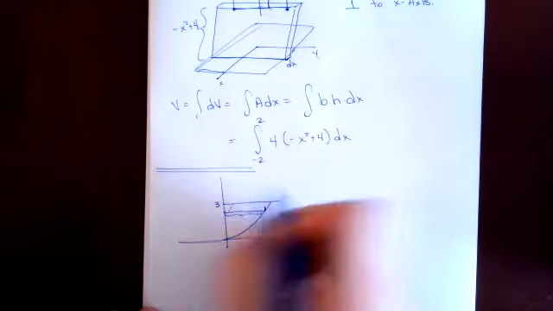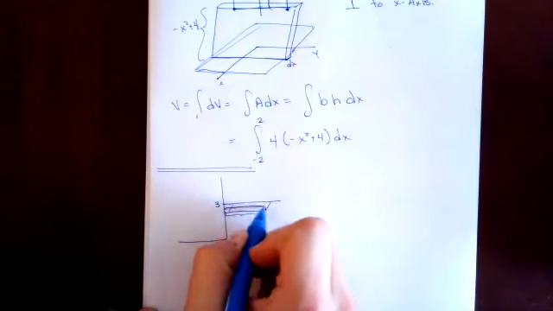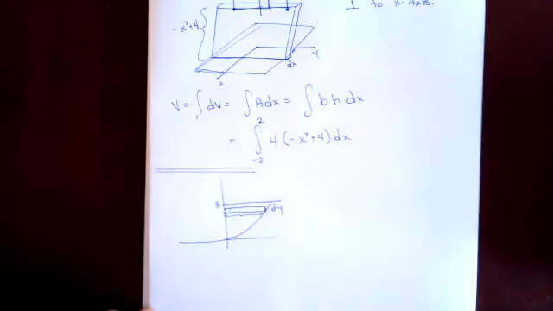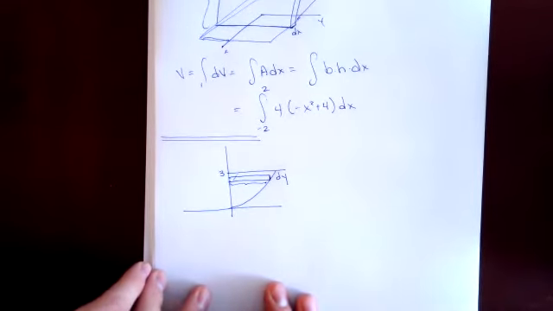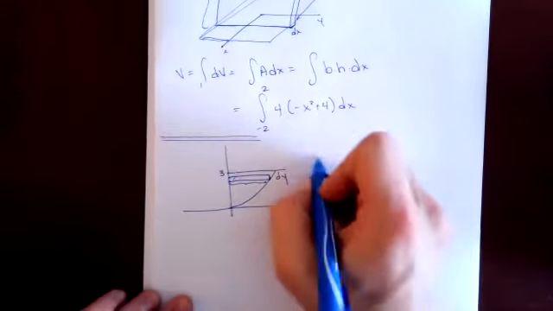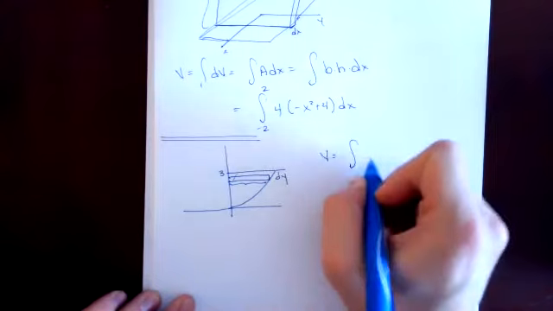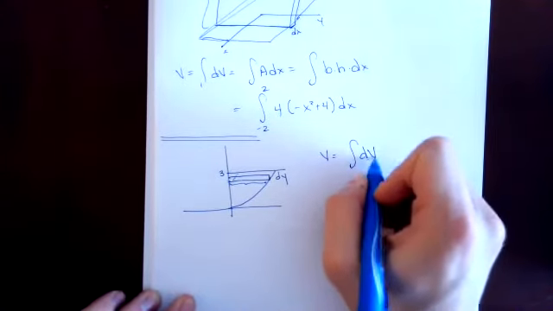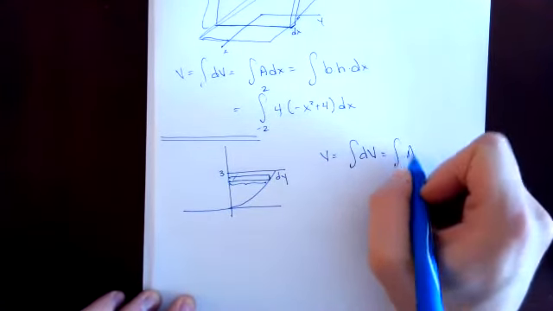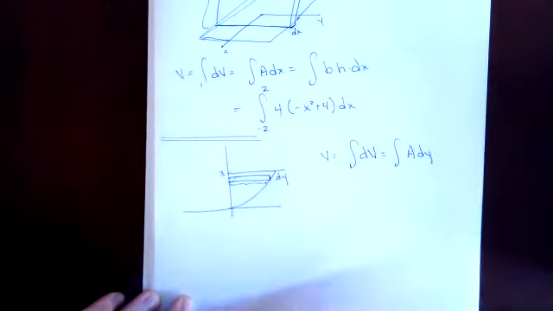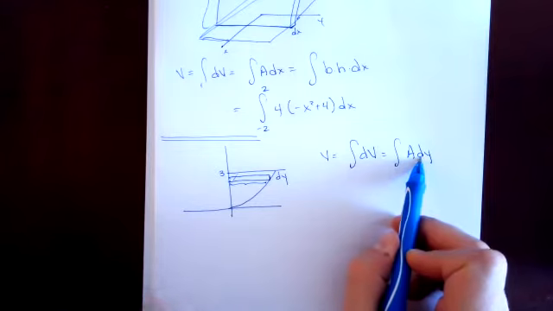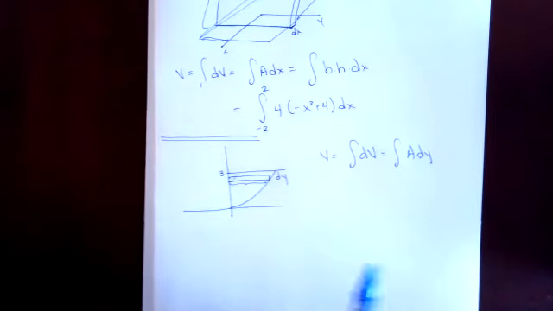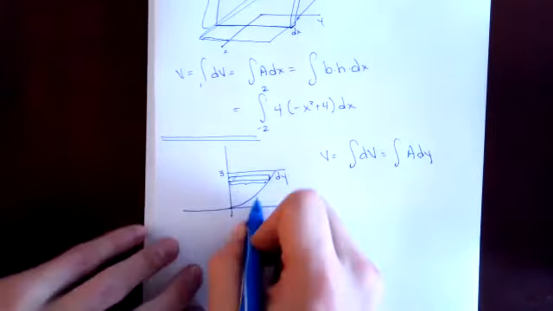And because we are perpendicular to the y-axis, the depth of these squares is going to be dy. So my volume, so my area and my differential now is dy. So I need area in terms of y.